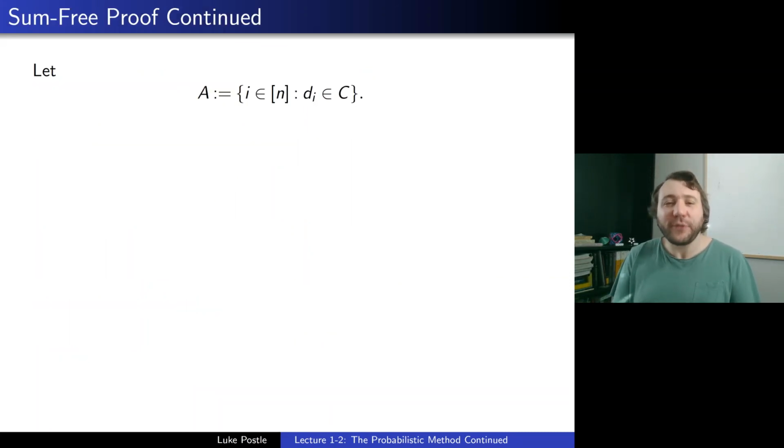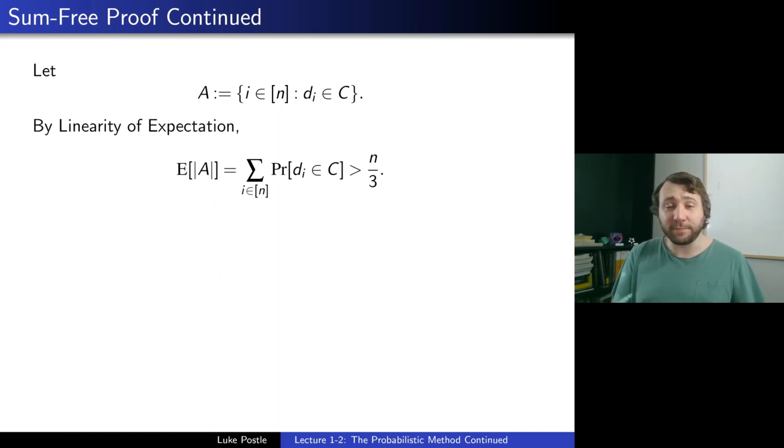And now we're almost done, because now we're going to let A be the set of i in N where d_i is in C. So we're going to pull back. Some of them ended up in the sum-free set, and we pull back that set to the original elements coming from B. By linearity of expectation, the expected size of A is the sum over i in N of the probability of d_i in C. Those were each strictly greater than a third, so this sum is strictly greater than N over 3.